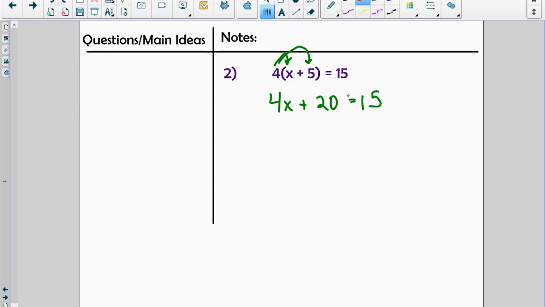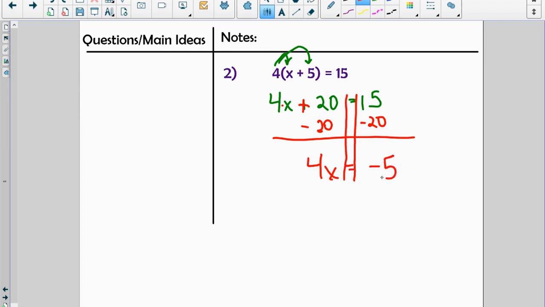We now have a two-step equation. I know it's a two-step equation because I see two operations to undo. So thinking back to last week, remember to use SADMA. Undo the additions or subtractions first. So to undo a plus 20, I want to take away 20 from each side. That's going to leave me with 4x equals negative 5.